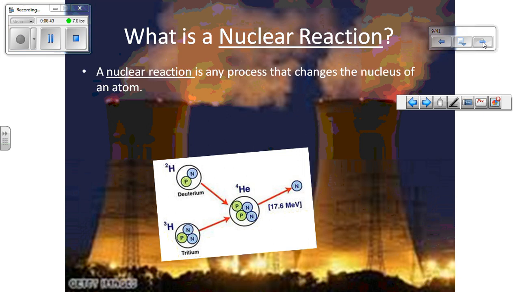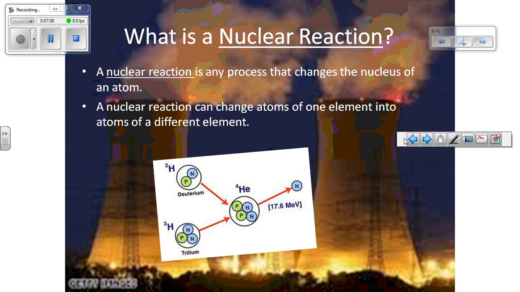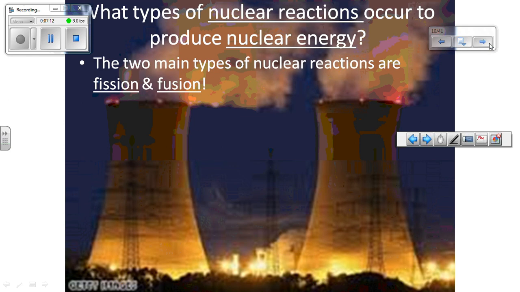First of all, a nuclear reaction is any process that changes the nucleus of an atom. Whenever you change the nucleus of an atom, that's what we call a nuclear reaction. We talked about nuclear energy when we first started looking at forms of energy. Remember, nuclear energy is the energy that is stored in the nucleus of an atom. So whenever this nucleus goes through some type of change, we can say a nuclear reaction has occurred. A nuclear reaction can change atoms of one element into atoms of a different element.